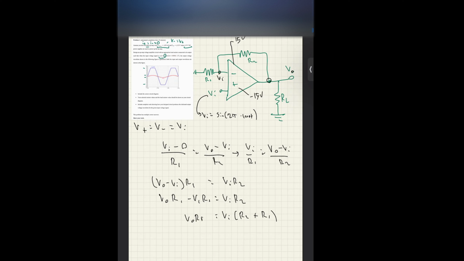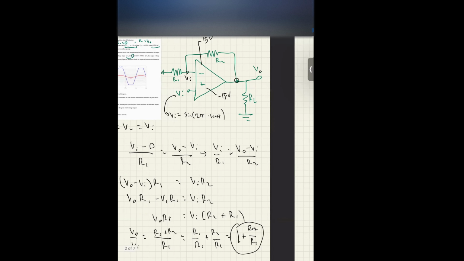Again, we want to be getting the transfer function. So we'll keep going here and change it so we have Vo over Vi equals to R1 plus R2 over R1, which is equal to R1 over R1 plus R2 over R1 equals to 1 plus R2 over R1. This is our transfer function.